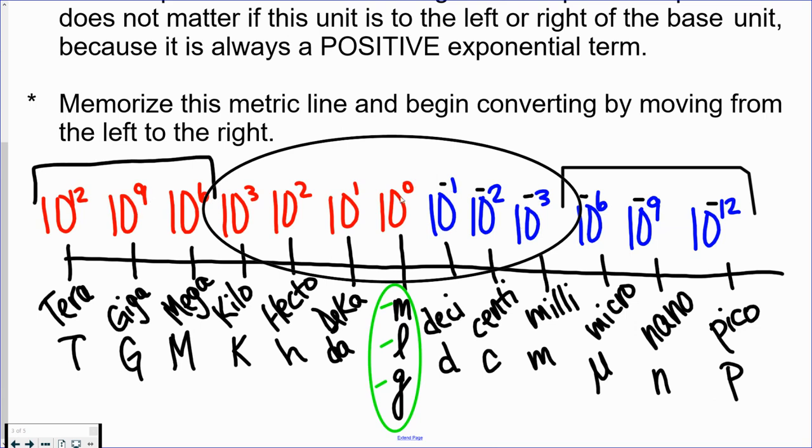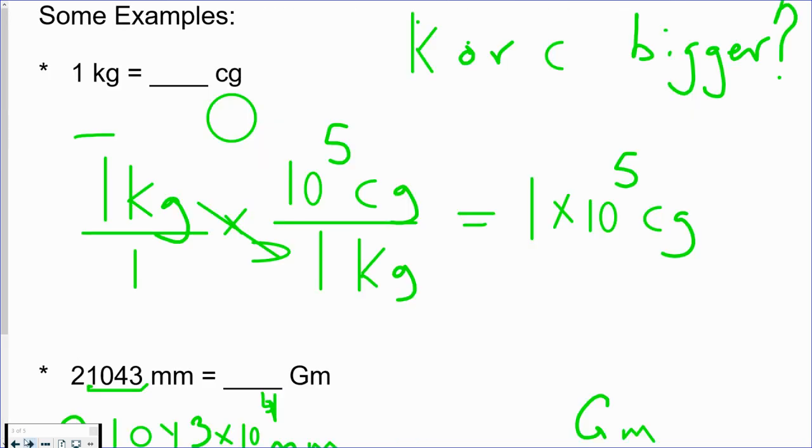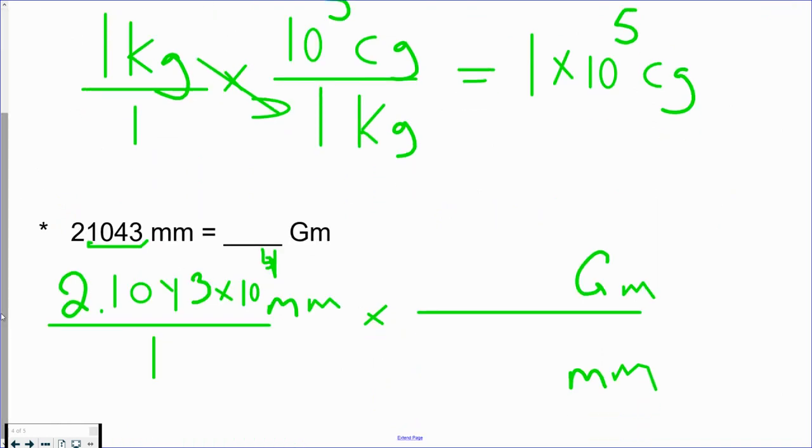So 1, 2, 3, 4, 5, 6. Now remember, these are 3 steps. 6, 9, 12. So this becomes 10 to the 12th when we have our factor. Well, giga is bigger, so that gets 1. 10 to the 12th goes on the bottom.